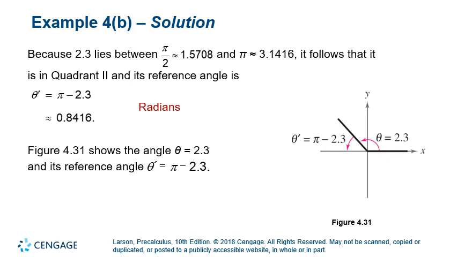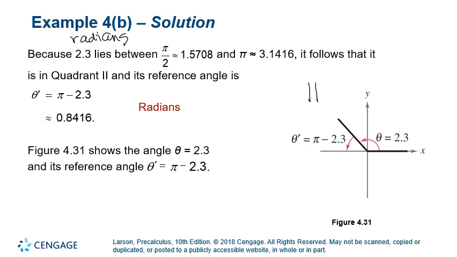The second example, they gave us theta equals 2.3. And recall when theta does not have a degree symbol, that means that it's in radians. So I'm going to label this up here as radians. Now, if you think of pi being 3.14, and pi over 2 being about half that, or 1.57, 2.3 falls somewhere over here in quadrant 2.